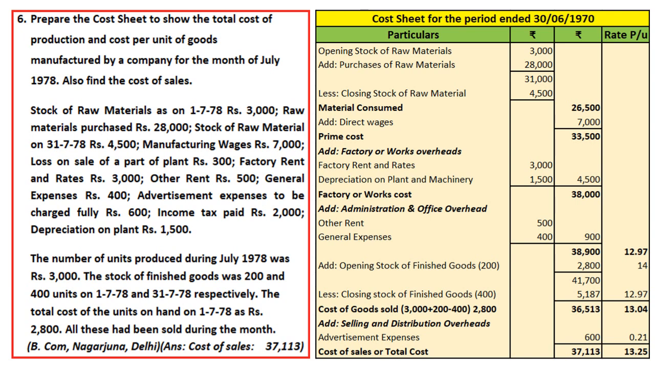Then we will get cost of goods sold, 36,513. How we got this value? 3000 units produced plus 200 minus 400 units. That is 2800 units we are selling off. For that we have incurred 36,513 rupees as the cost. The per unit cost is 13.04. We are adding selling and distribution overheads. Once you add selling expenses 600, that is given in the question, the total cost is 37,113. Per unit is 13.25. So like this we have to prepare the cost sheet.